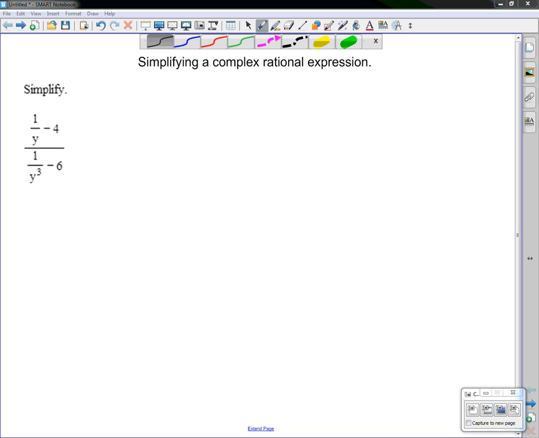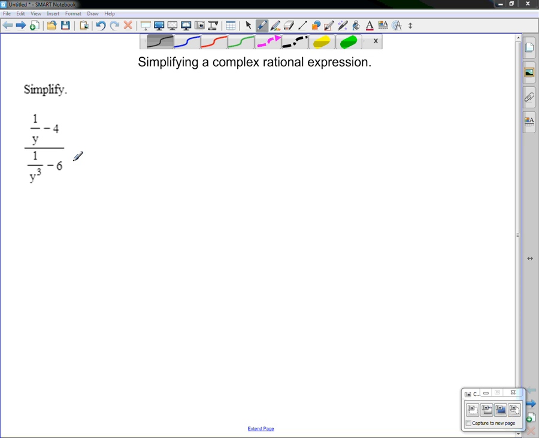I'm going to treat the numerator, which is the 1 over y minus 4, as its own problem. And I'm going to create the denominator of 1 over y cubed minus 6 as its own problem. Once I have them subtracted in this case, then I'll go ahead and get rid of division by flipping and multiplying. This is from 7.4 in your textbook and in the study plan.